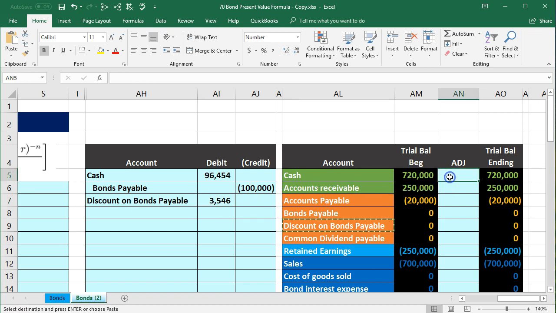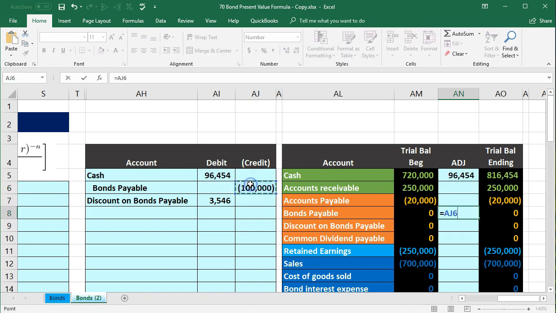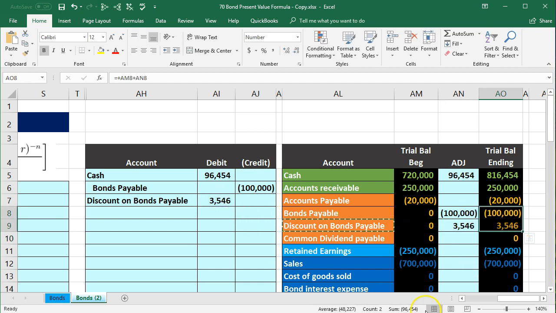So then if we post this, then the cash is going up, the bonds are going up to 100, but then there's also this discount. And so there we have it. If we subtract those two out, the carrying value is the 96,454.